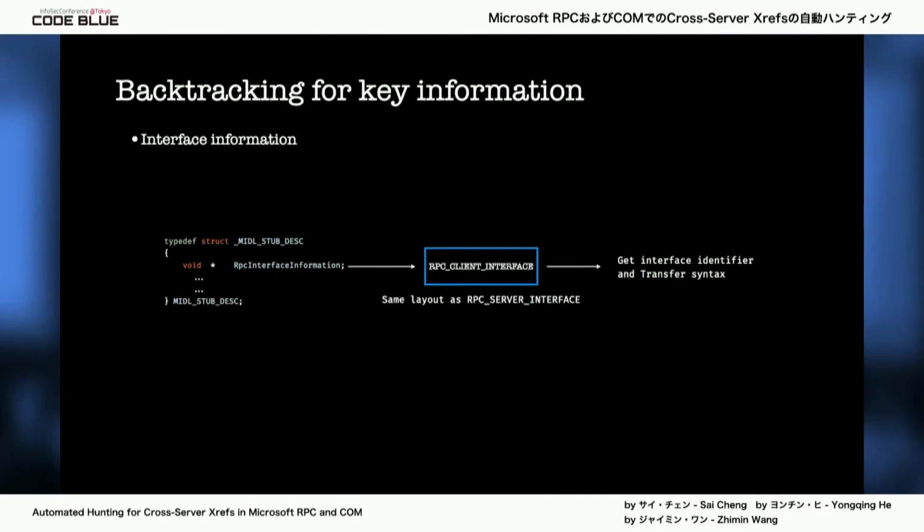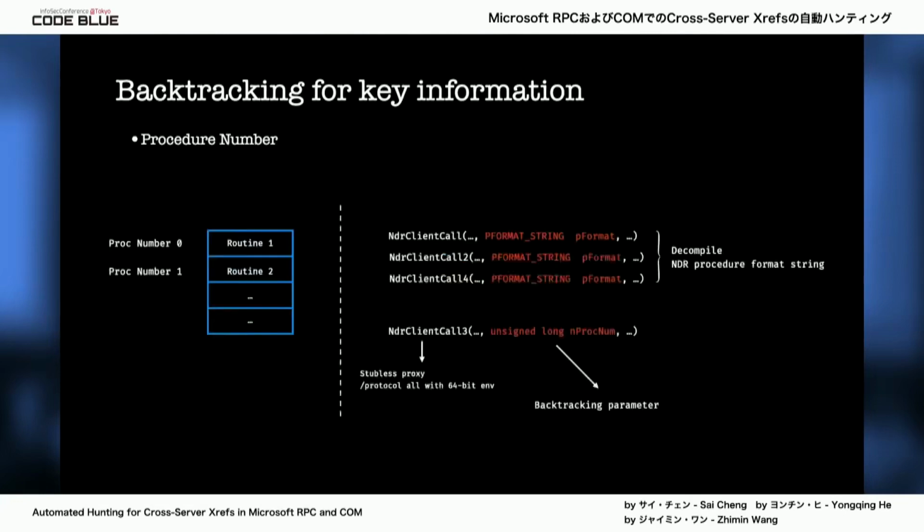Then parsing the stub descriptor can get the interface ID. Simple as that. According to the combination options, finding the procedural number involves two cases. In all protocol and 64-bit environment, the client entry point is NdrClientCall3. Its second argument is the procedural number, so backtrack it. In the other case, we need to parse the procedural format string.